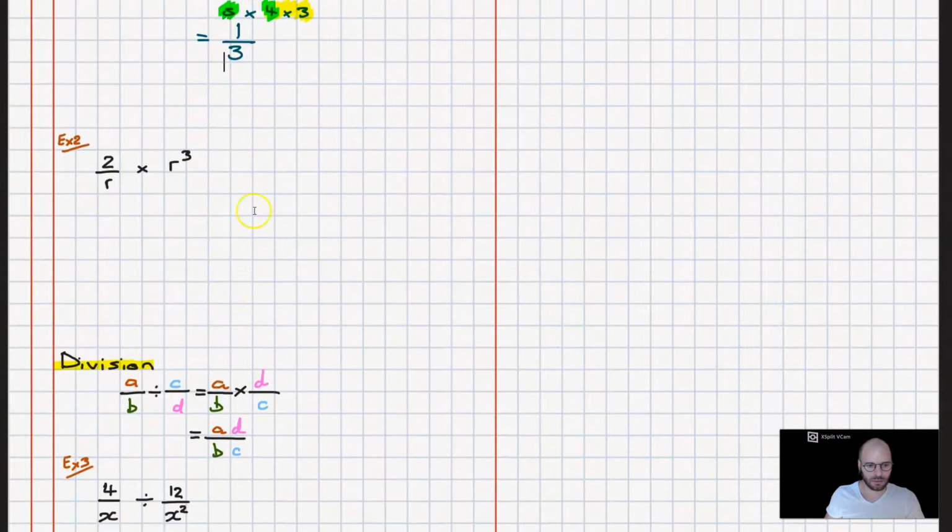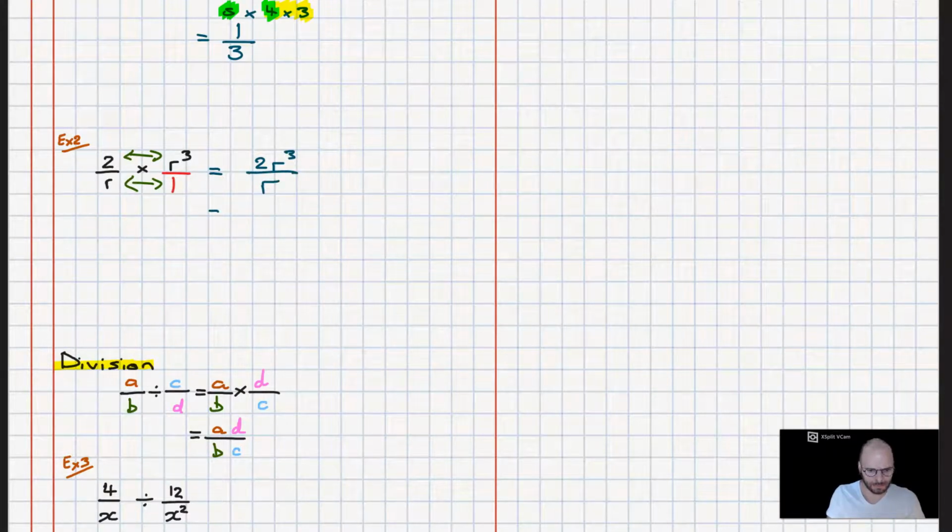Going down, we have 2 over r times r cubed. We want to multiply these together. Now, the first problem we find is that this second factor is not a fraction, but rather it's apparently a whole number. But what we can infer is that if there's an r cubed, it's always going to be over 1. With that in mind, we can multiply the 2 numerators together, and then multiply the 2 denominators together. So that's going to give us 2r cubed all over r.